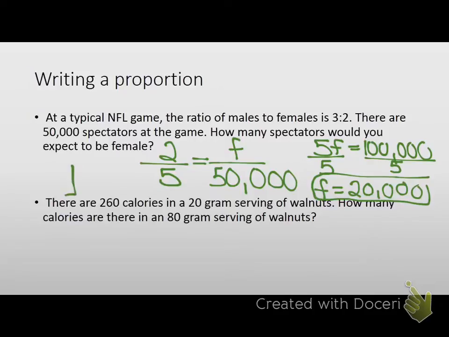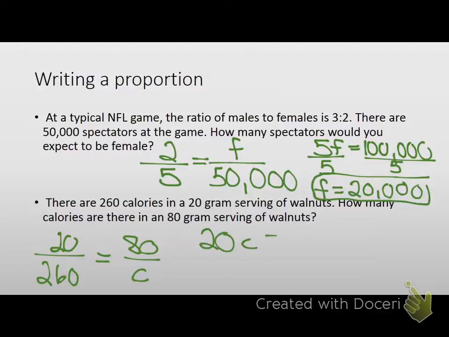All right, so a couple different ways I could set this up. I could go 20 grams over 260 calories, or you could do 260 over 20. Either way is fine, but if I go grams over calories on one side, I've got to go grams over calories on the other side. And you may have set it up calories over grams. That's fine. 260 over 20 equals C over 80. It's going to be the same answer. You get 20C equals 260 times 80, which is 20,800.